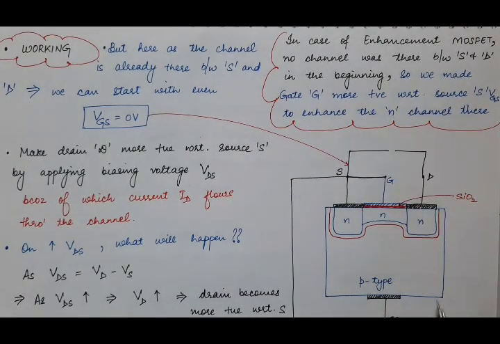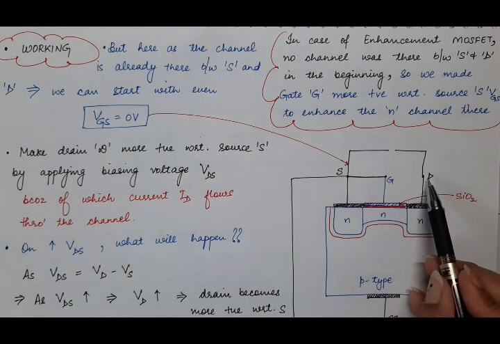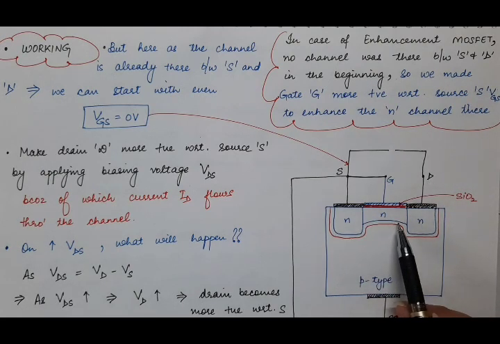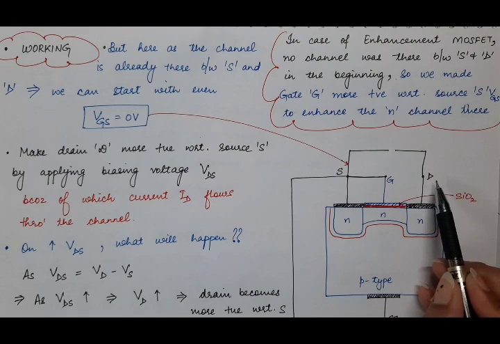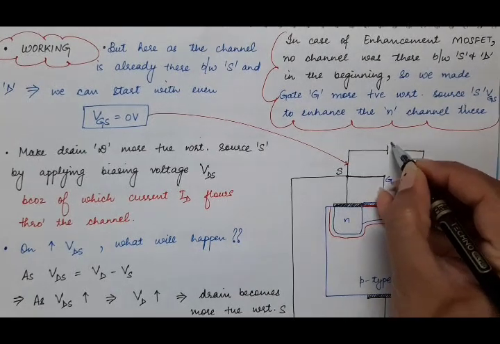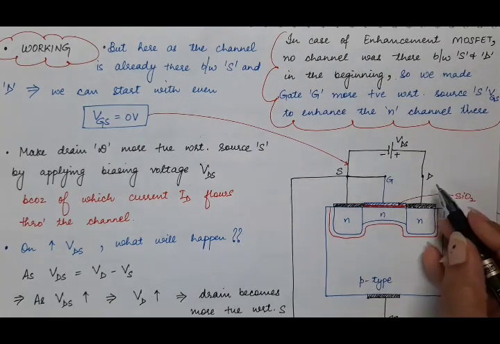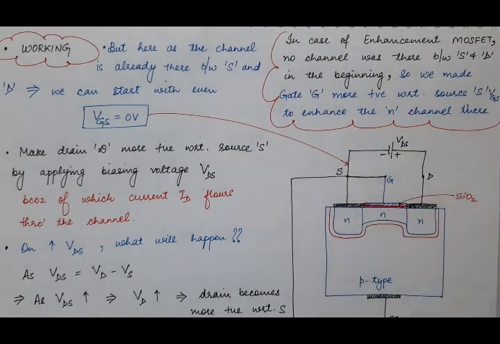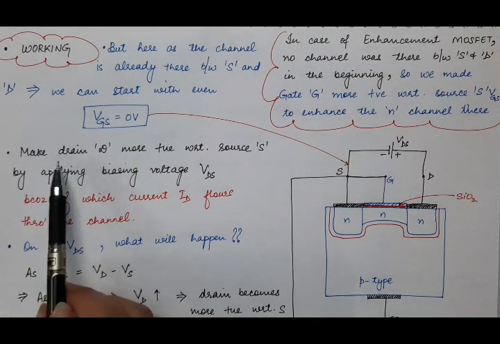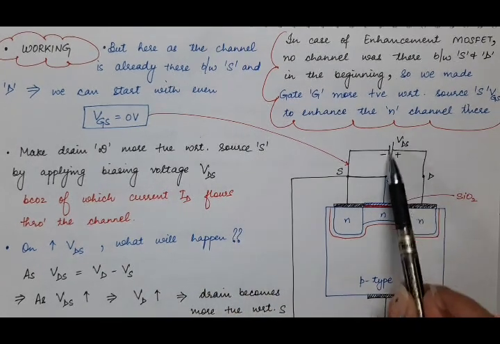And we know that as this MOSFET is an N-channel MOSFET, this drain will only attract the charge carriers, electrons, in this N-channel if it is at positive potential, higher positive potential with respect to source. So we will apply biasing voltage VDS by keeping drain at more positive potential than source. So the next step is to make drain more positive with respect to source by applying biasing voltage VDS.